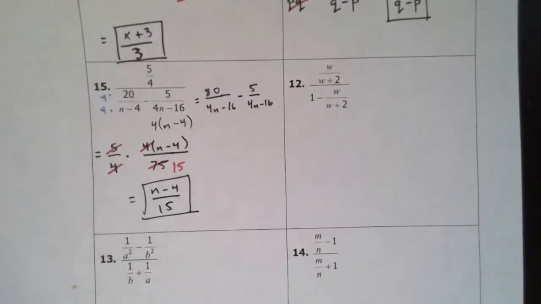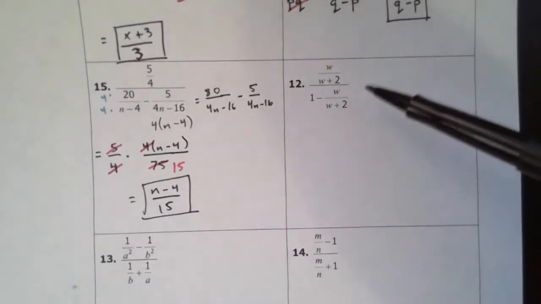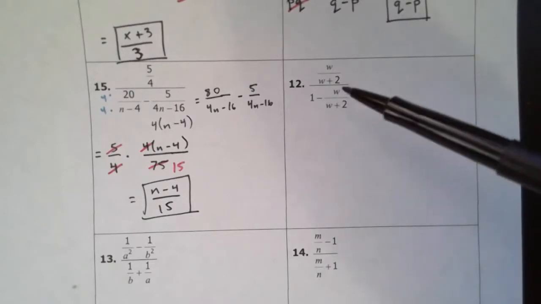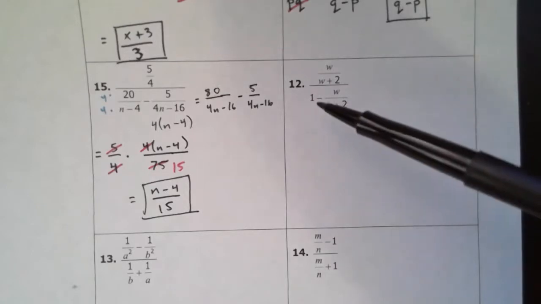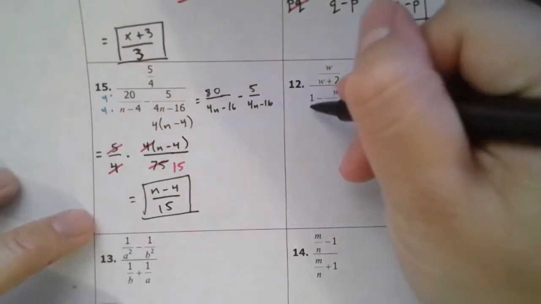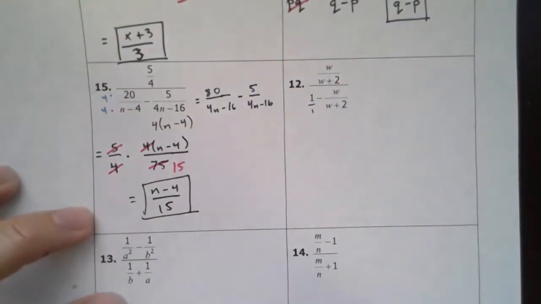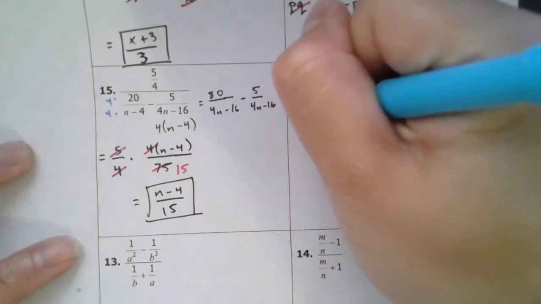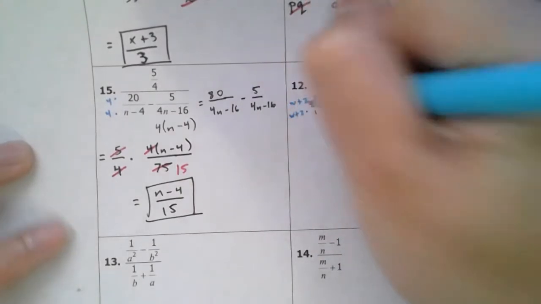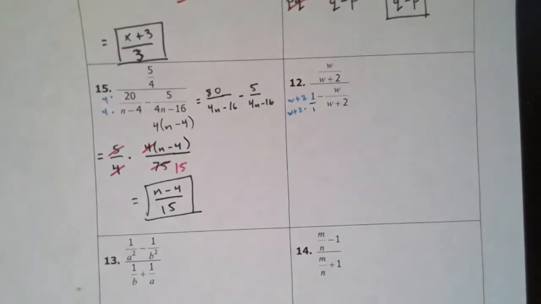Okay. Number 12. The numerator, I can't simplify anything. W over W plus 2. Here though, I have 1 minus W over W plus 2. So I need to change his denominator, because he's really over 1. I have to multiply top and bottom by W plus 2, because then I will be able to combine them.